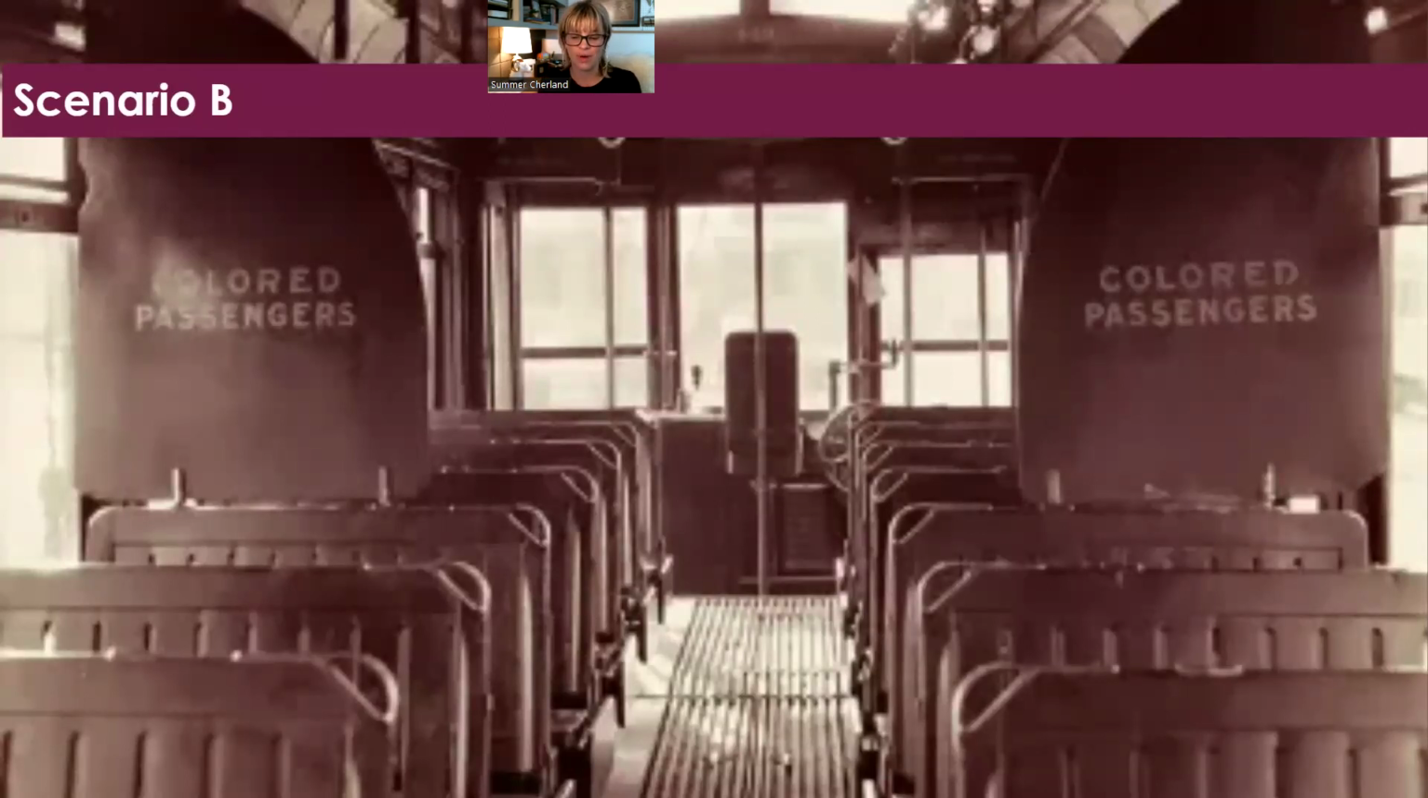Scenario B, maybe you recognize this scenario instead. An African-American rider challenges racial segregation on a city bus. It was 1955, a year after Brown v. Board of Education had determined, by the United States Supreme Court, that segregation was unconstitutional and therefore illegal. Despite this, at the time, all buses in this state in question were segregated.